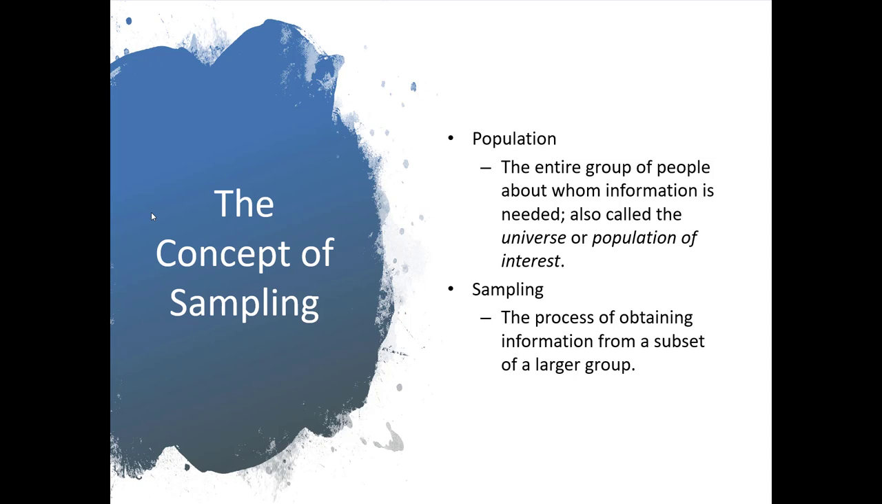So basically, sampling is a process of obtaining information from a subset of a larger group. In other words, we're trying to get some information from a small percentage of a large group, a small percentage of the population. In the Cal State Fullerton example, the student population is 40,000. When we do sampling, we may just sample 1% of the population, let's say 400 students, from a population of 40,000.